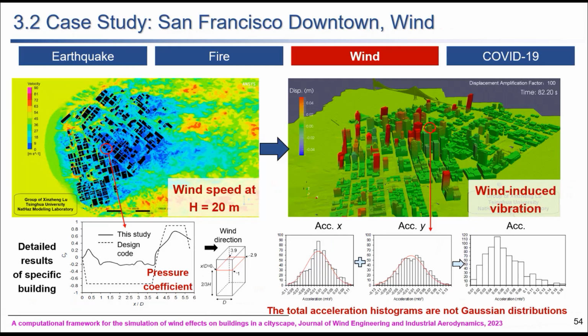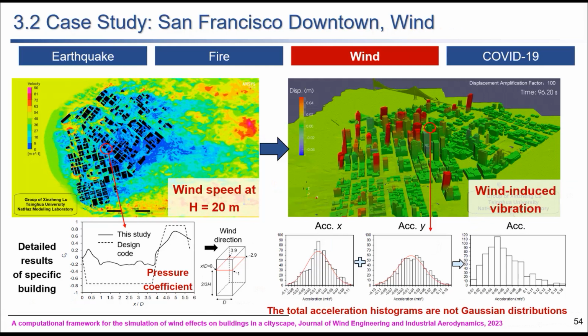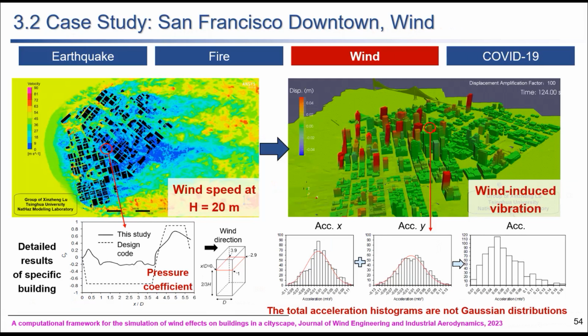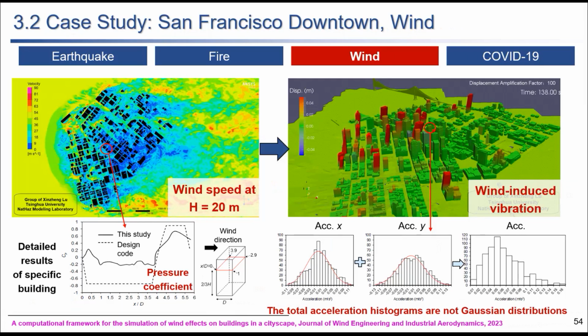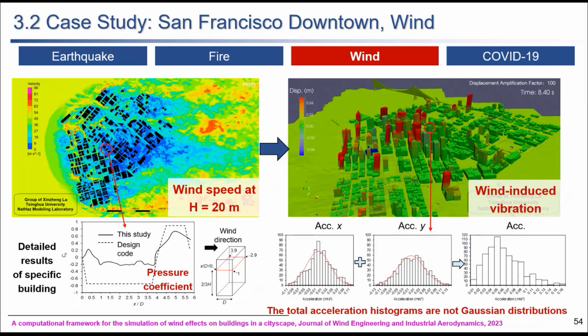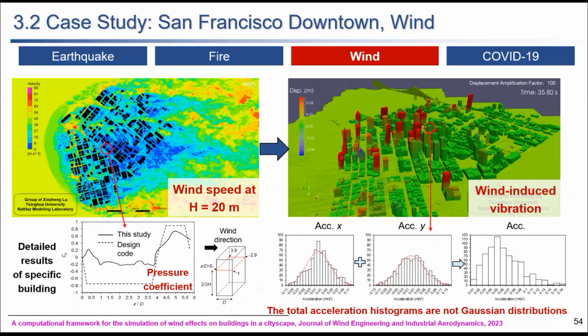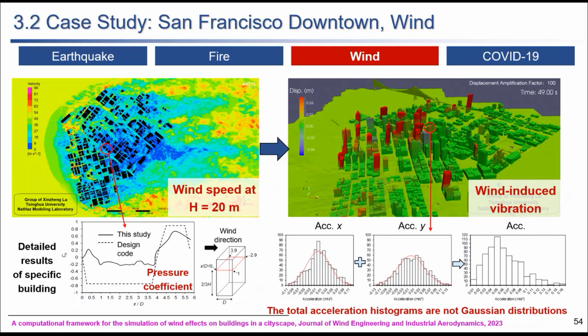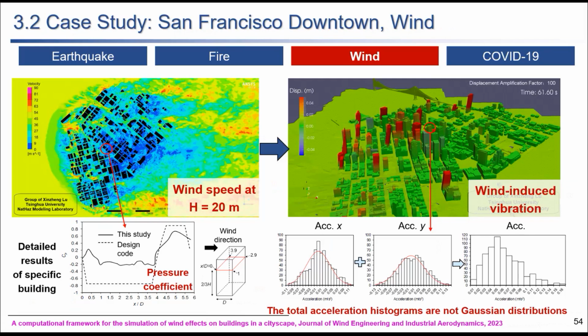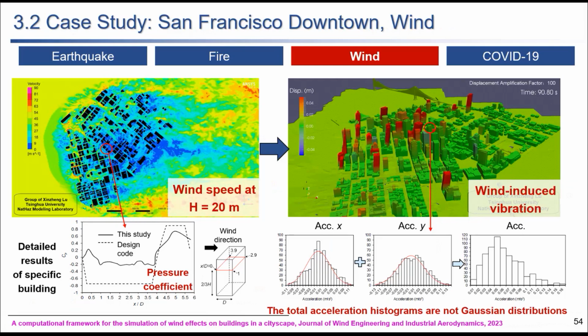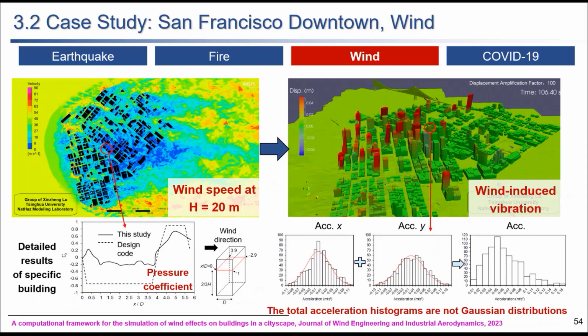We can see two interesting things. First, on the left, we can see that because of the overlap of different buildings, the actual wind force on the building is quite different from the design code. And on the right, we can see that actually the shaking of the building subject to this wind-induced wind force is quite different from the Gauss distribution in our design code.